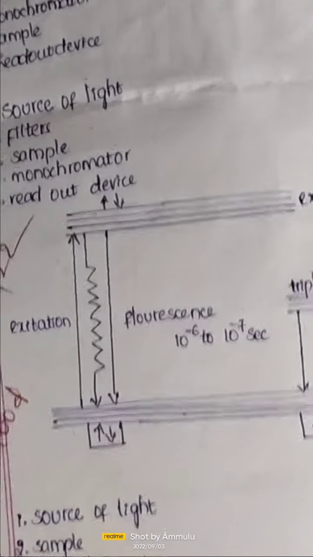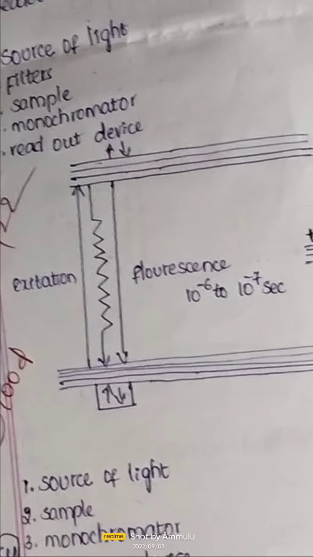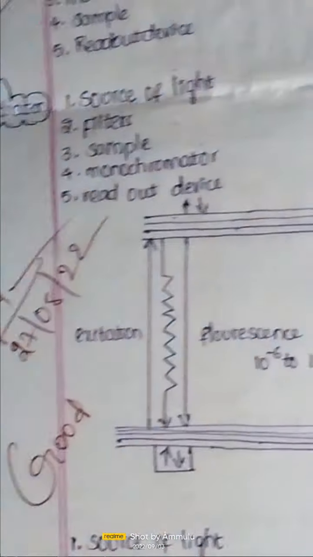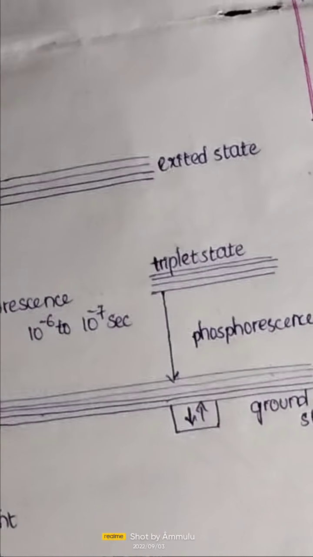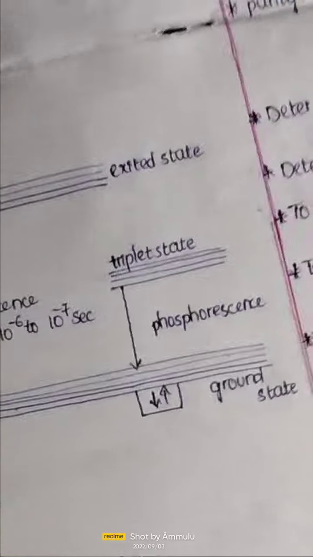Here in fluorimetry, the emission means the molecules, atoms will be excited, or will move from the ground state to the excited state. Okay, you can observe here, that is called as fluorescence. When the atoms move from the excited state to the triplet state, it is called as phosphorescence. When atoms are moved from the triplet state to the ground state, it is called as phosphorescence.